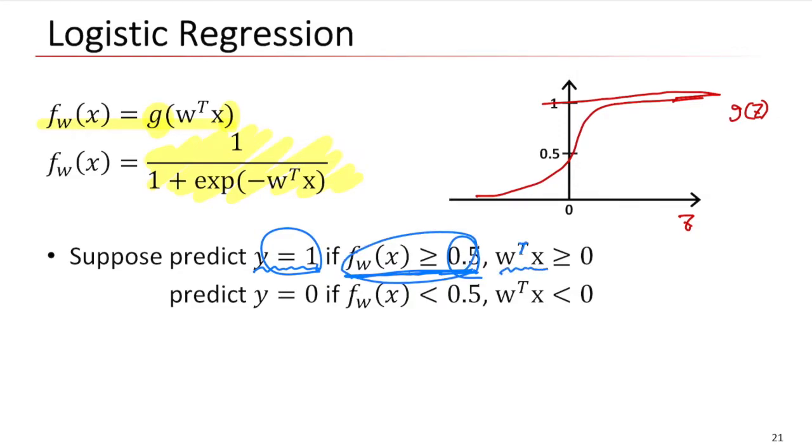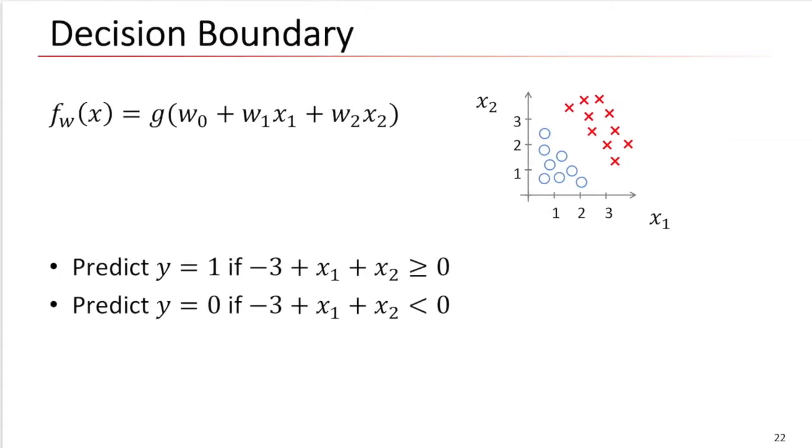W transpose x is larger than 0. Because this is the z, right? So it means that if z is larger than 0, we can determine y is equal to 1. If W transpose x is less than 0, we can say that y is equal to 0. So this is the definition of the logistic function.